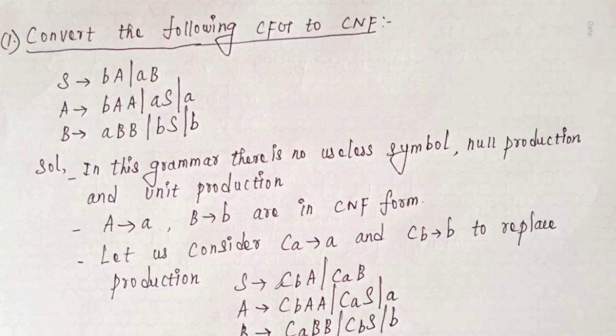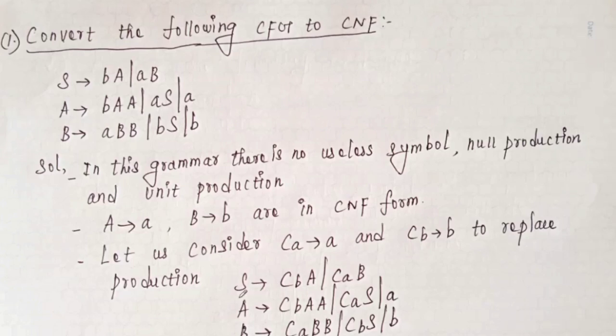Then replace S tends to CB A or C base A capital B. Next, A tends to C base B capital A, C base A capital S, or a, because a is already in Chomsky normal form. And the last production, B tends to, instead of a substitute C base A, the remaining productions are BB, or by replacing small b, CB capital S, or b. Here b is already in Chomsky normal form.